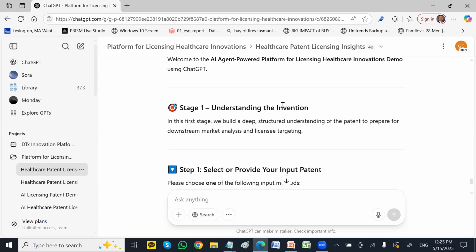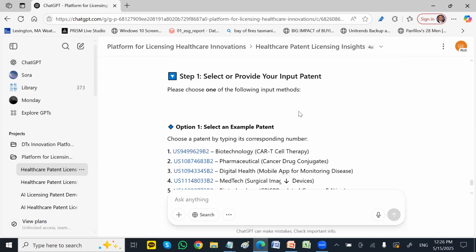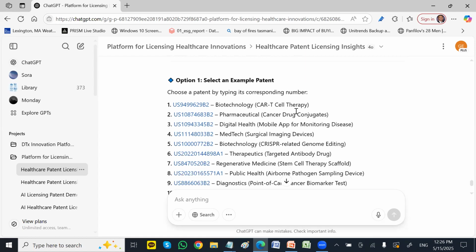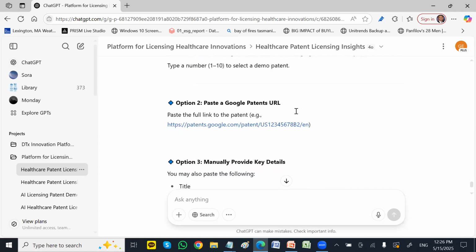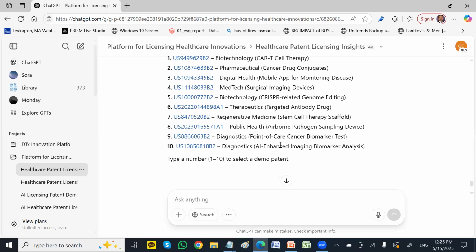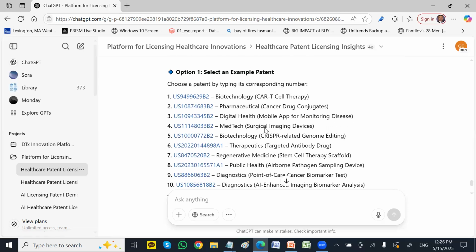For example, it starts by asking you to choose one of the following input methods, so it guides you with a very simple selection, or you can put in your own, or manually put in a PDF file or whatever. For example, I want to show you a biotechnology case as a demo.